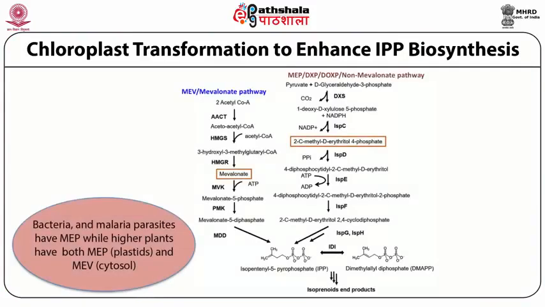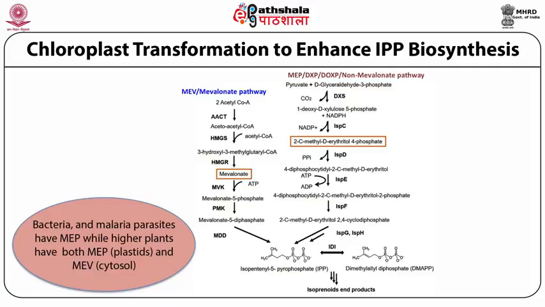So there are so many applications of chloroplast transformation. One application is to enhance IPP biosynthesis, which is known to biosynthesize more than 50,000 molecules. In plants, there are two pathways to produce IPP, which is called isopentenyl pyrophosphate.